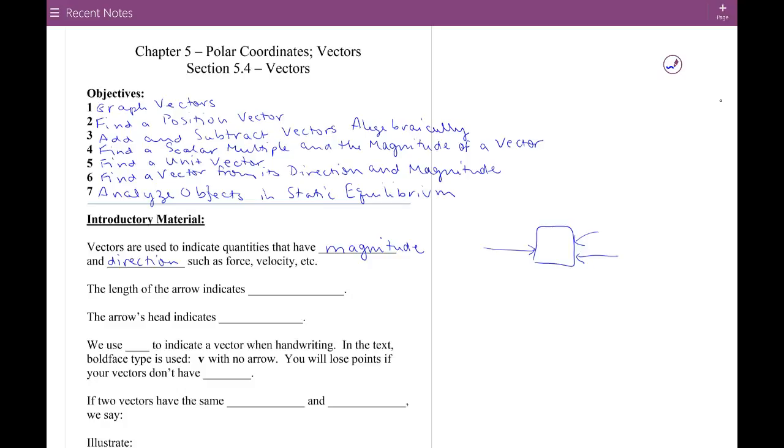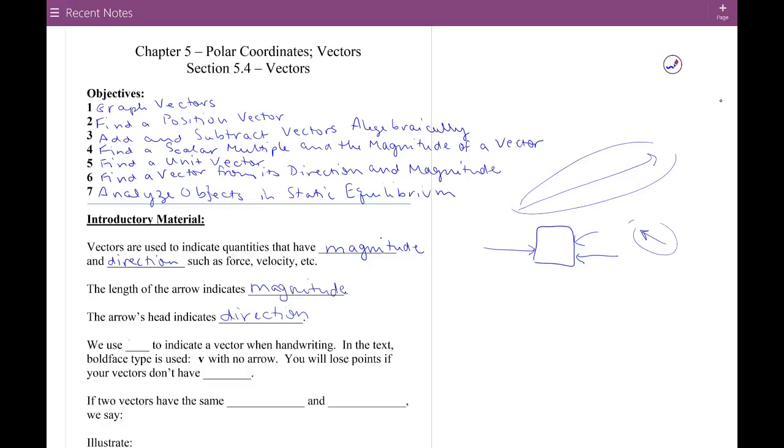Velocity is also represented by a vector because you can be going in this direction really fast, or you can be going this direction really slow. So the length of the arrow indicates the magnitude. It gives you a quick visual reference of this is much slower than this. And the arrow's head indicates what direction is happening of whatever you're applying, force, velocity, lots of things.